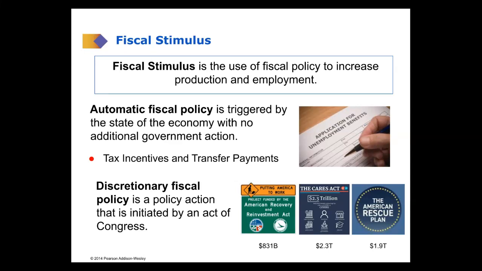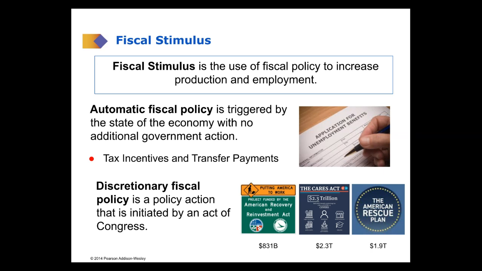So fiscal stimulus is one of the ways we do that, and fiscal stimulus can be either automatic or discretionary. Sometimes it's the way the law is written: if certain economic events happen, then certain fiscal stimulus things will be kicked off. If you have certain tax incentives, and people qualify for them, then they're able to get them. It happens automatically. And then other times we have discretionary fiscal policy.